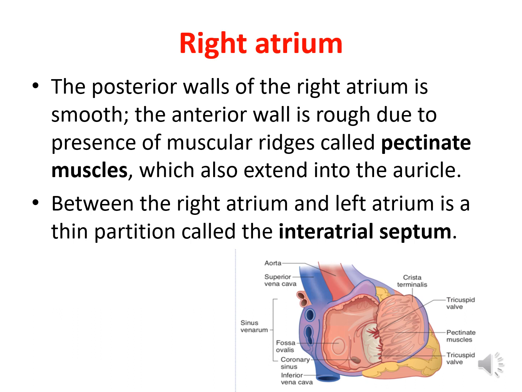Let's start with right atrium. The posterior wall of the right atrium is smooth and the anterior wall is rough due to presence of muscular ridges which are called pectinate muscles, which also extend into the auricle. Between the right atrium and left atrium is a thin partition which is called interatrial septum.